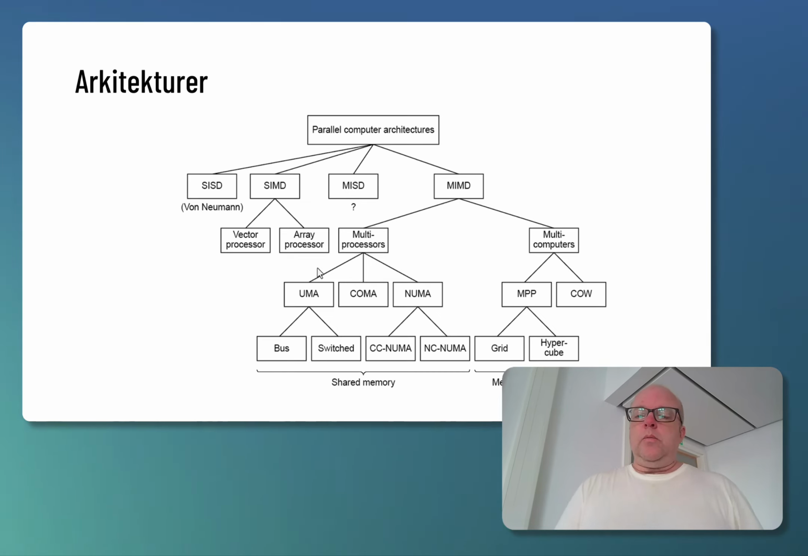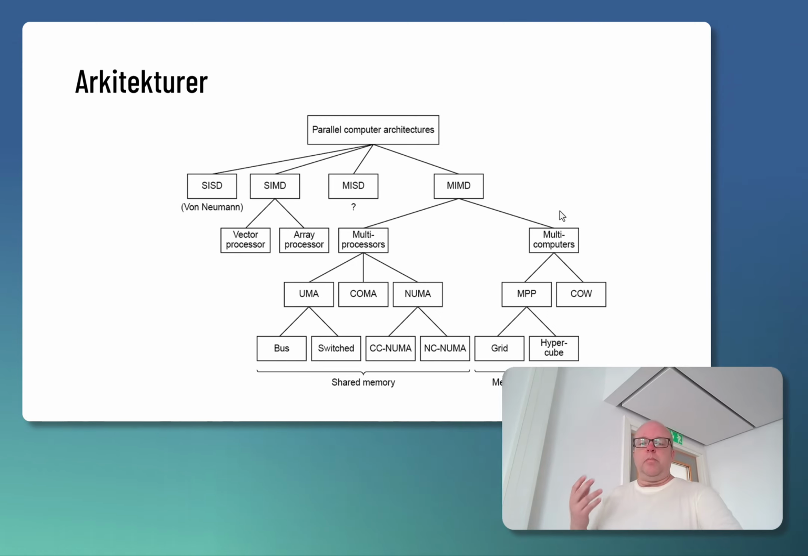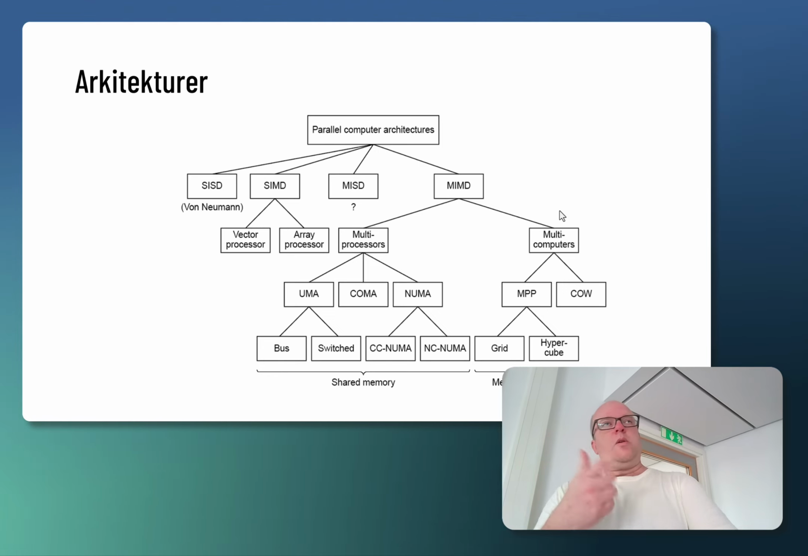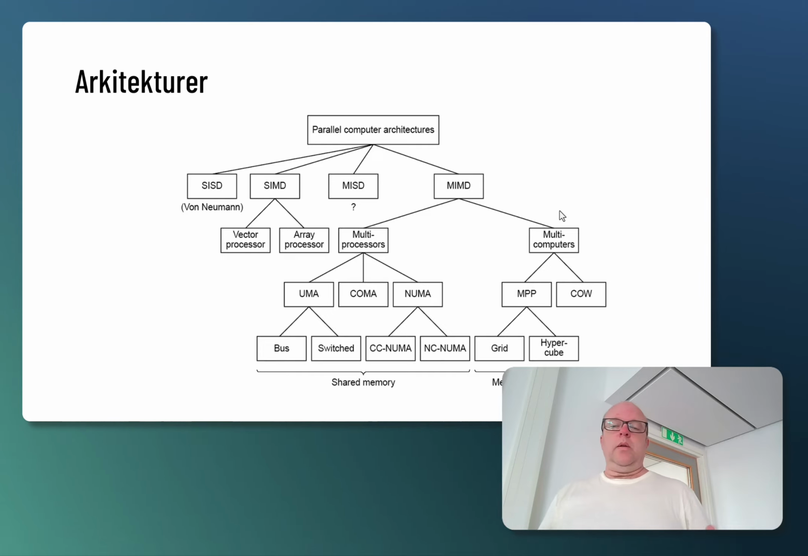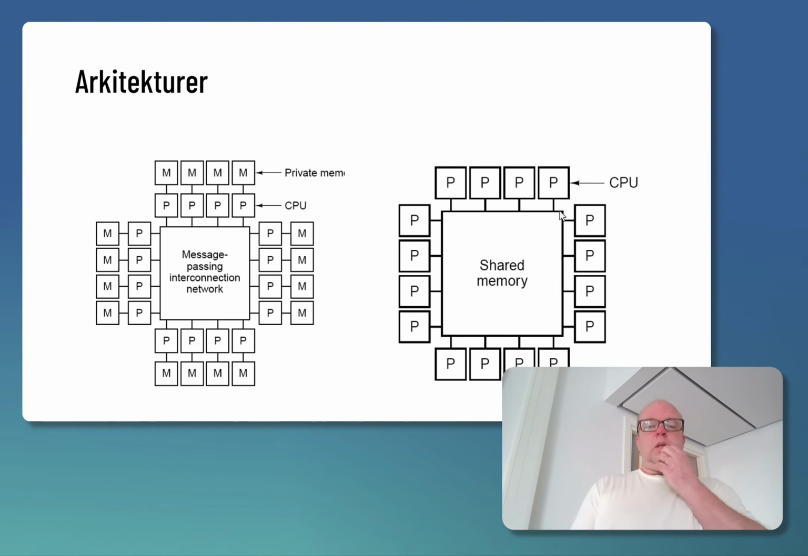Then you can have multicomputers. That is what we have in our cluster. The Cosmos cluster is many multiprocessor computers connected together in a network. And then you send messages between these computers to share data between the processes when you're running. So these are the 2 you have.